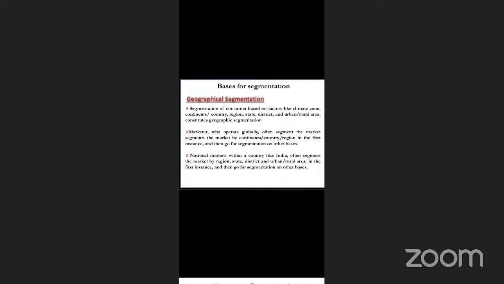Understood beta, geographical segmentation? So geographical segmentation is cities or neighborhoods. For language also, this is how the people are attracted towards the products.